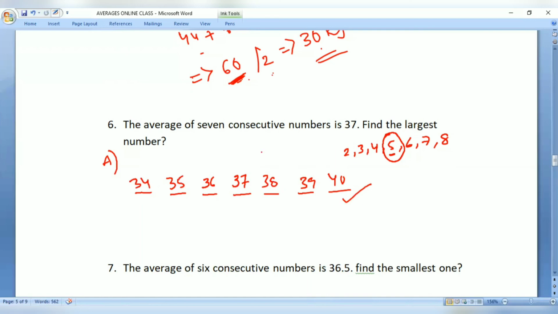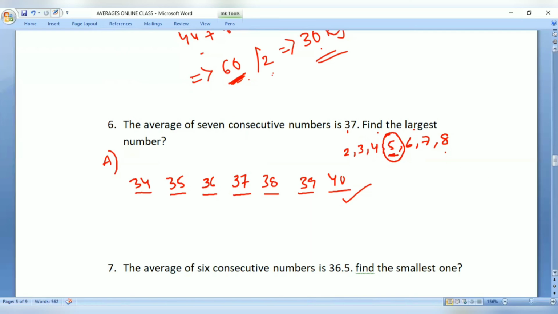I repeat the problem once again. Listen carefully. The problem says the average of 7 consecutive numbers. Forget about whether they are odd or even. They are consecutive numbers. So the average of these 7 consecutive numbers is 37. Find the largest number. From our previous discussion, we know that whenever there are consecutive numbers, identify the middle term as the average. That is what we understood.